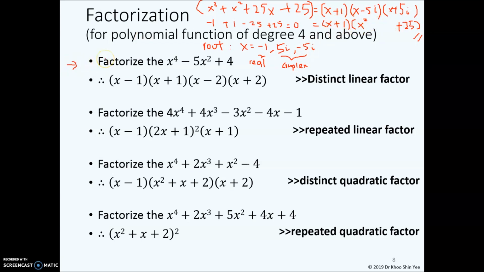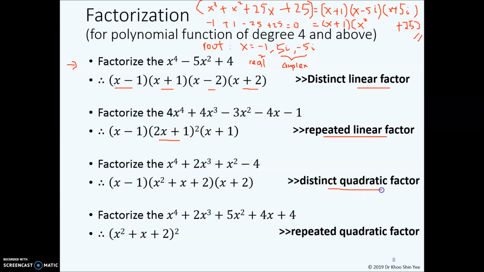Let's look at how we factorize a function with x to the power 4 and above. These are the possible answers. For a polynomial with degree 4, you might have linear factors, where you can see that all of them are different. Or you have a repeated linear factor, where you can see the linear factor 2x plus 1 is repeated in power of 2.